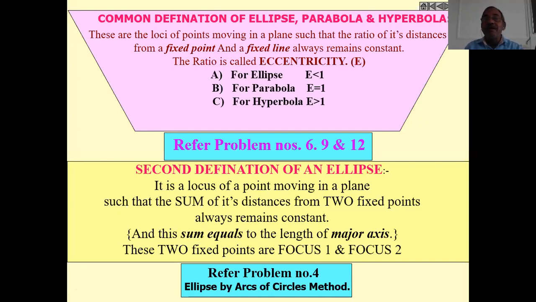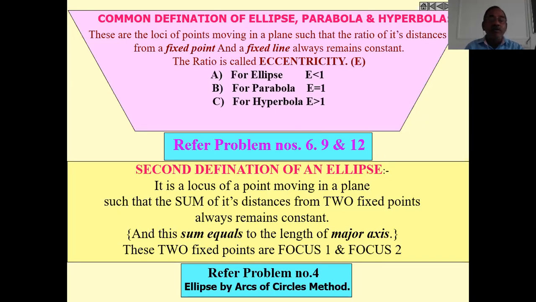And the other day we discussed a general method, which is also called the eccentricity method, where we used the eccentricity, and we discussed the definition of it. And for all different cases, we constructed the ellipse, parabola, and hyperbola by following that general method.